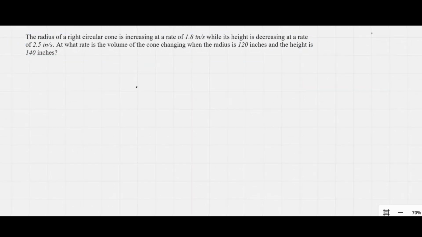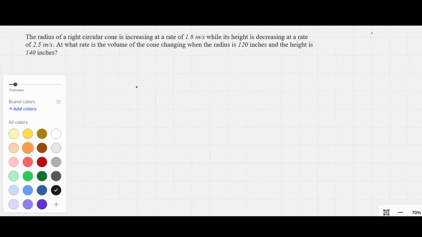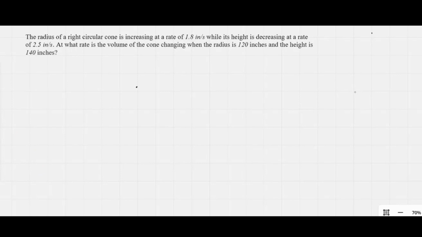Alright, so we're being told that the radius of a right circular cone is increasing at a rate of 1.8 inches per second, while its height is decreasing at a rate of 2.5 inches per second. At what rate is the volume of the cone changing when the radius is 120 inches and the height is 140 inches? Alright, so what does this problem look like for us?